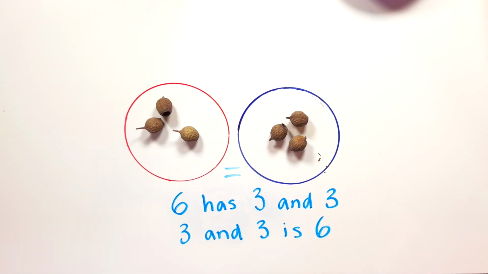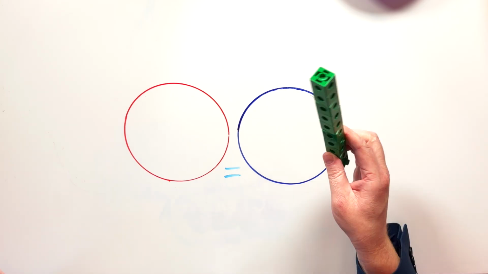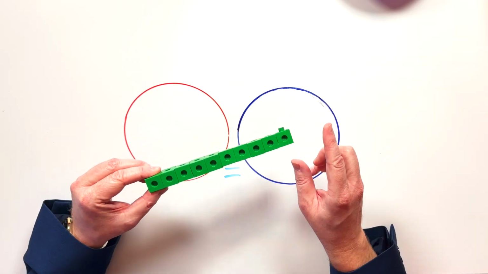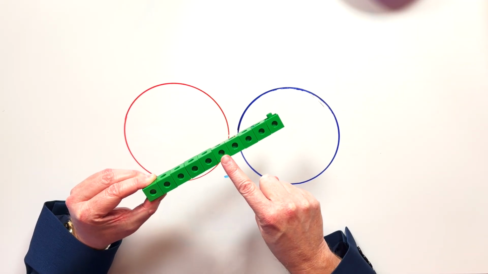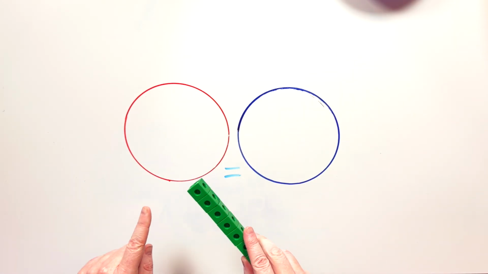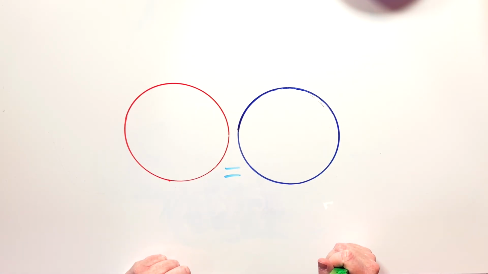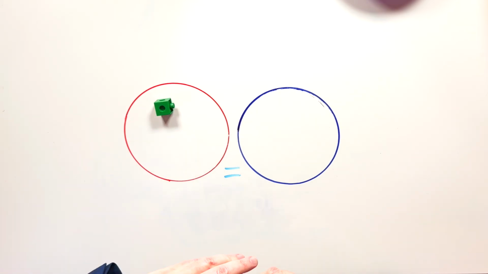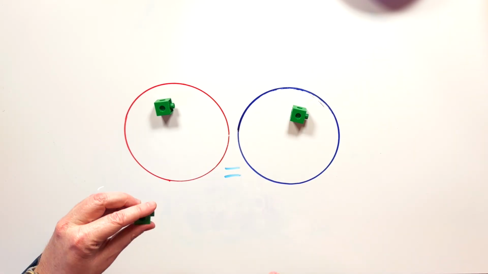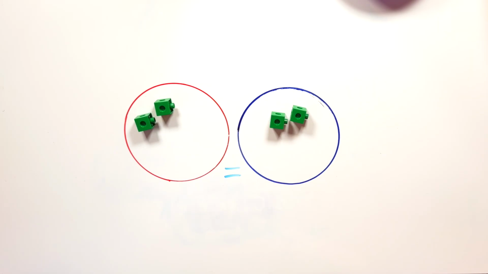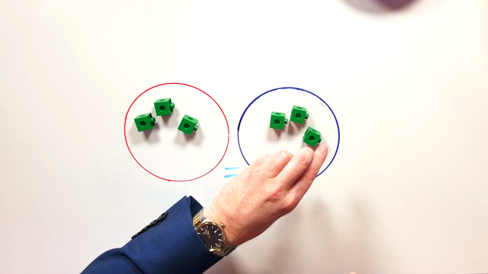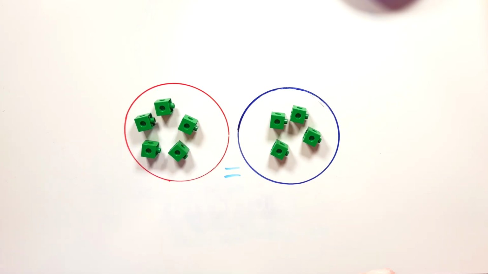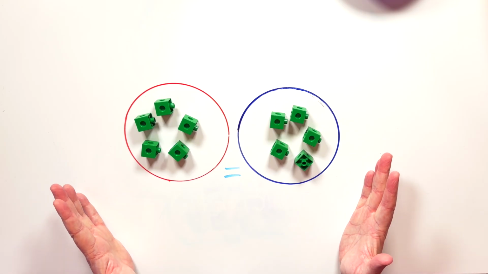6. Well done. I have some Unifix cubes. I have 10 Unifix cubes. 1, 2, 3, 4, 5, 6, 7, 8, 9, 10. I'm going to share these into these 2 groups and I'm going to make 2 equal groups. Okay, here we go. One by one. Let's go. 1, 2, 3, 4, 5, 6, 7, 8, 9, 10. Okay, I've used all of my Unifix cubes.